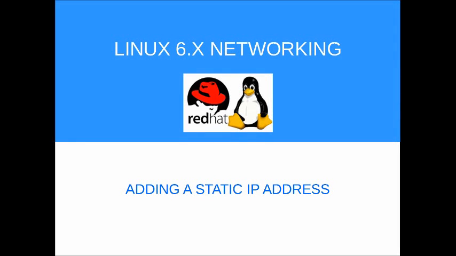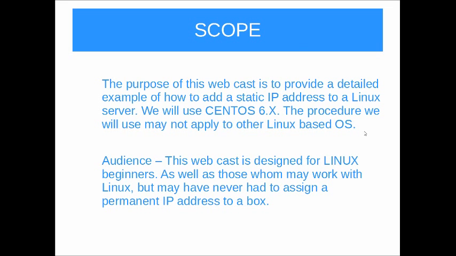Welcome to a screencast on Linux 6.x networking. We're going to talk about adding a static IP address on a Linux server. The scope of the screencast is going to be limited to the Red Hat Linux family, being Fedora, CentOS, and of course, Red Hat Enterprise Linux.